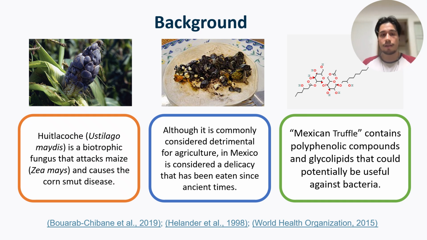Huitlacoche, or Ustilago maydis, is a biotrophic fungus that attacks maize and causes the corn smut disease, making these big gray purple-ish tumors. Around the world, most countries just discard the corn after the infection, and it is considered detrimental for agriculture. But in Mexico, it is considered a delicacy that has been eaten since ancient times.